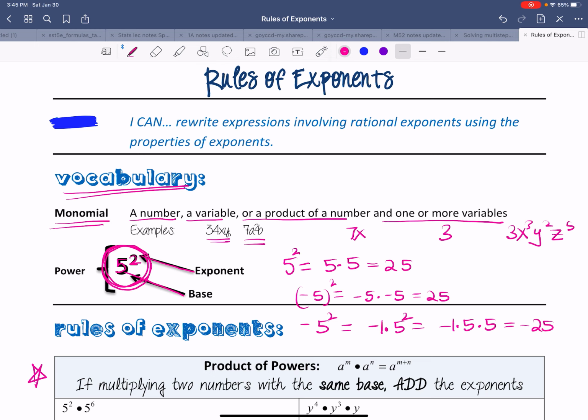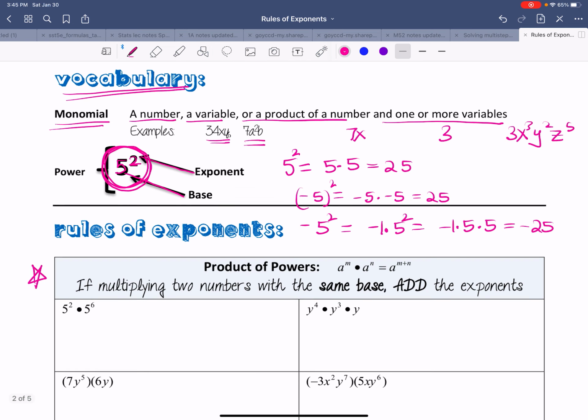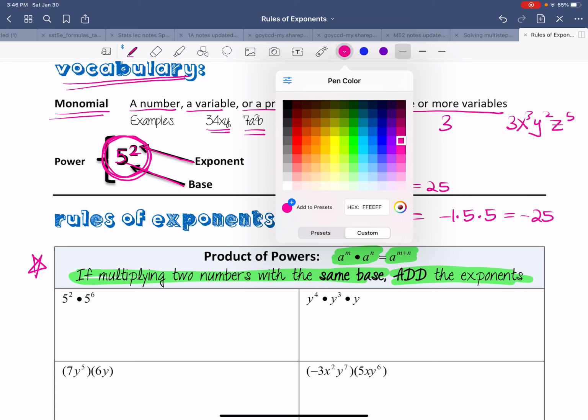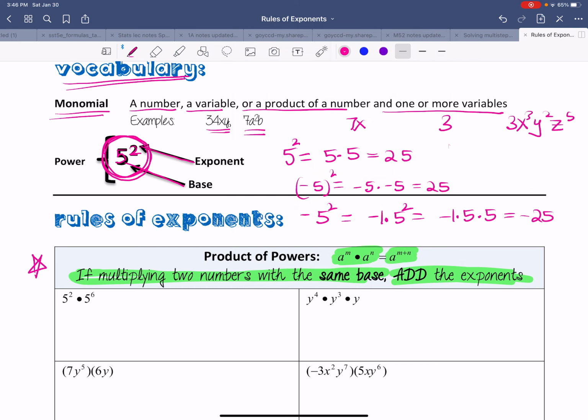Okay, so we're going to discuss some rules of exponents. Memorize them, remember them. They are used a lot in algebra when we are dealing with polynomials. The first rule is a to the power m times a to the power n is equal to a to the power m plus n. That means if you're multiplying two numbers with the same base, then add the exponents. And this works with more than two numbers as well.